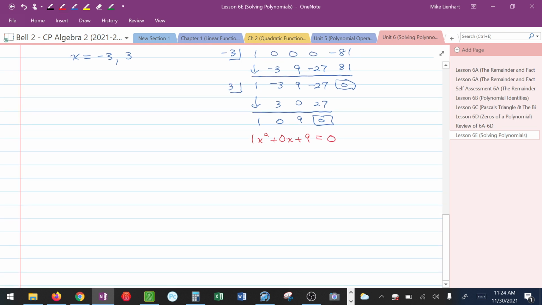I don't really need that 0x, but that 0x is telling me, hey, you want to solve this quadratic by square roots. So my problem to solve is x squared plus 9 equals 0. I'm going to subtract 9.